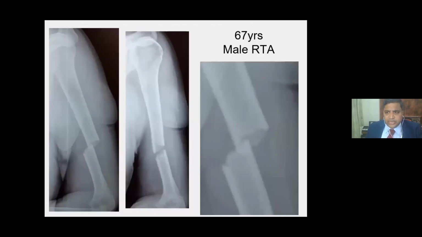Now we'll go ahead with the second case. Now here in this case scenario, as you can see, again, it's an old patient, 67-year-old.